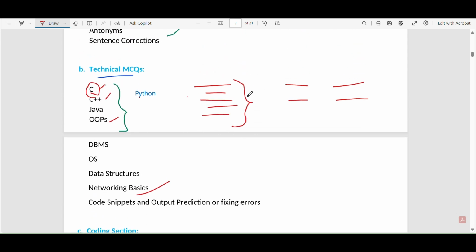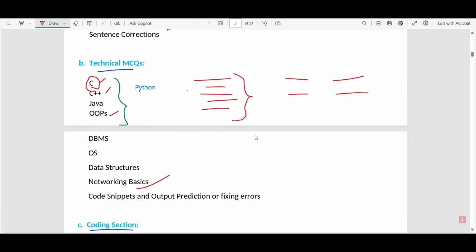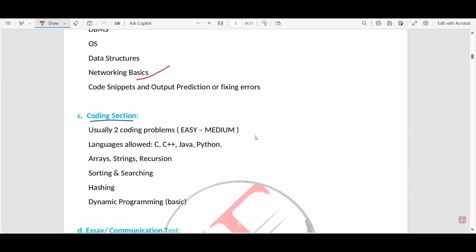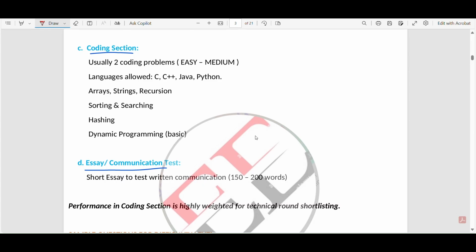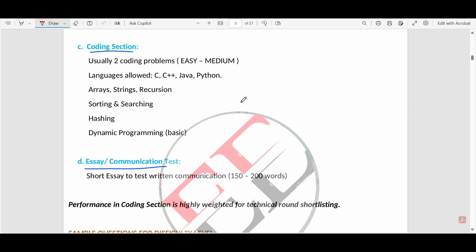You will be given some code. In this code you will have some small error. You have to find where the error is. This technical MCQ section is also completed, and next we are having the coding section. In the coding section you will usually have two coding problems. The first one will be easy and the second one will be medium level.